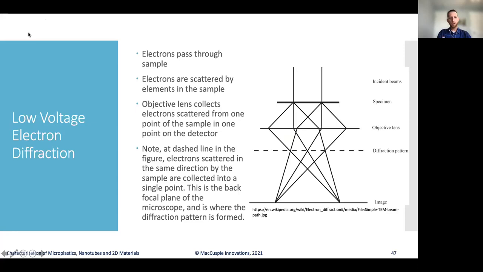So with low voltage electron diffraction, the electrons pass through the sample. They are then scattered by the elements in the sample. The objective lens will then collect electrons that are scattered from one point of the sample into one point on the detector. And it's important to note that at the dashed line in this particular figure, the electrons scattered in the same direction by the sample are collected back into a single point, and that this back focal plane of the microscope is where the diffraction pattern is formed.